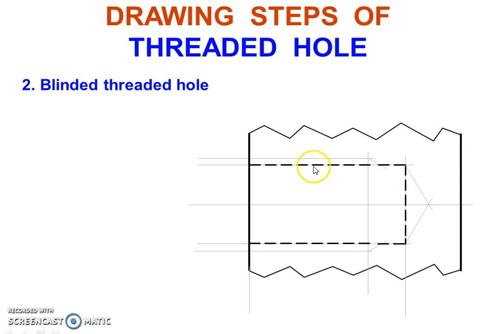We draw the hidden portion for the drilled hole. This represents the drilled hole depth. Then a threaded portion will be shown with the other line drawn parallel to the drilled hole. These lines are drawn at an angle of 30 degrees. Then the center line has to be drawn.